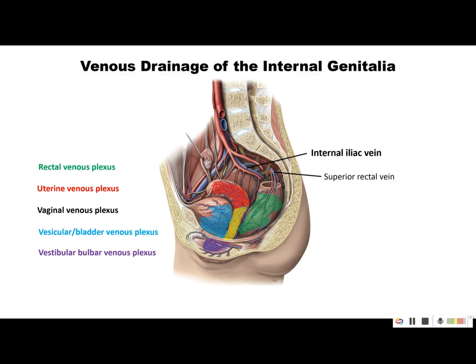Tributaries of the internal iliac veins are more variable than the branches of the internal iliac artery with which they share names, but roughly accompany them, draining the same territories that the artery supplies. The internal iliac vein merges with the external iliac veins to form the common iliac veins, which unite at the level of vertebra L4 or L5 to form the inferior vena cava.